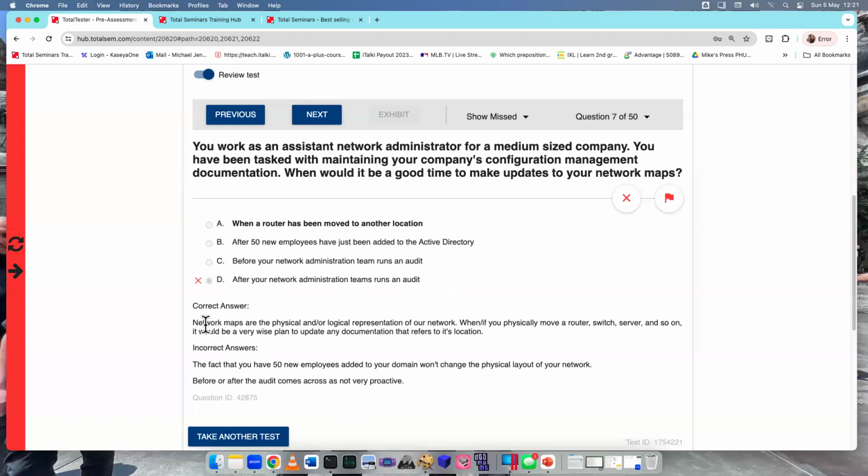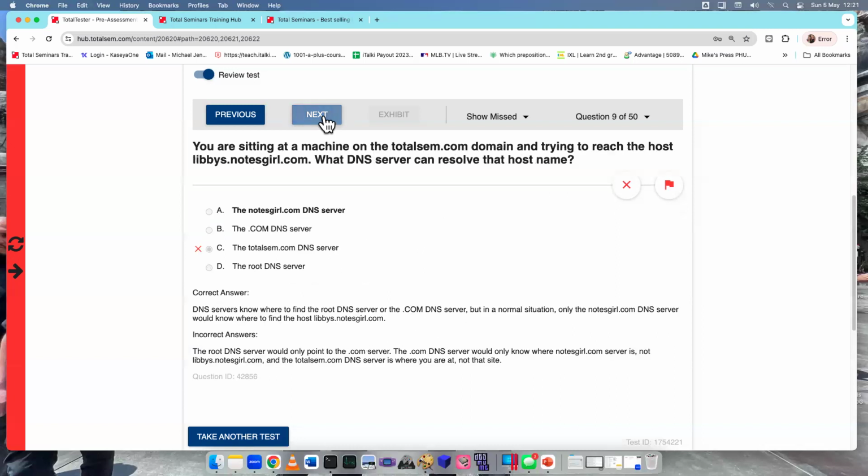Network maps are the physical and logical representation of a network. If you physically move a router, switch, and so on, you should update your documentation. So anytime there's a change, you should update your documentation. You'll need to know different SOPs, policies and procedures for maintaining networks as well. That's a good example. Geez, 2 questions later.